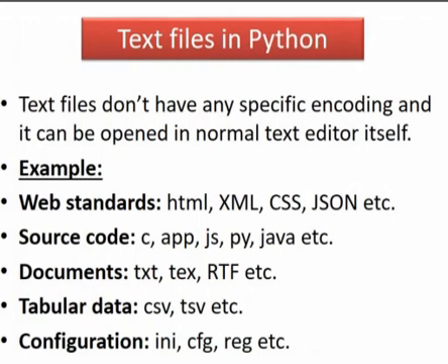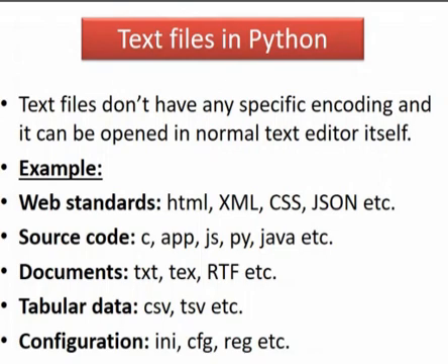Then next, these are some examples of text files which we have used or may use later. We have web standards, HTML, XML, all of which we use in text format. In Notepad we write HTML source code in text format. All these text files will open in Notepad, and we can make whatever data changes we want. Here we have CSV, comma separated values, and some configuration files. So these are the examples for text files.